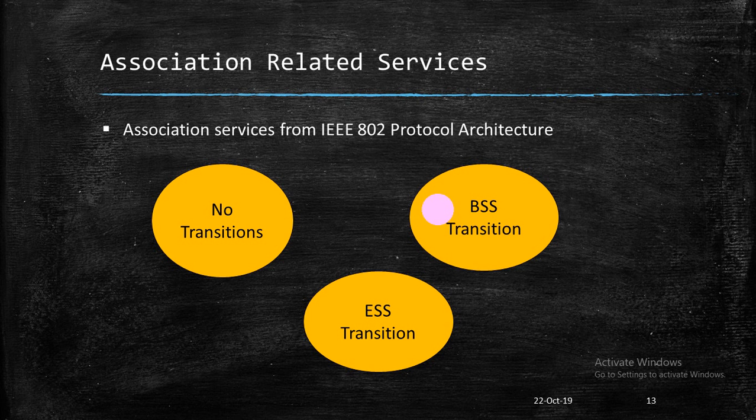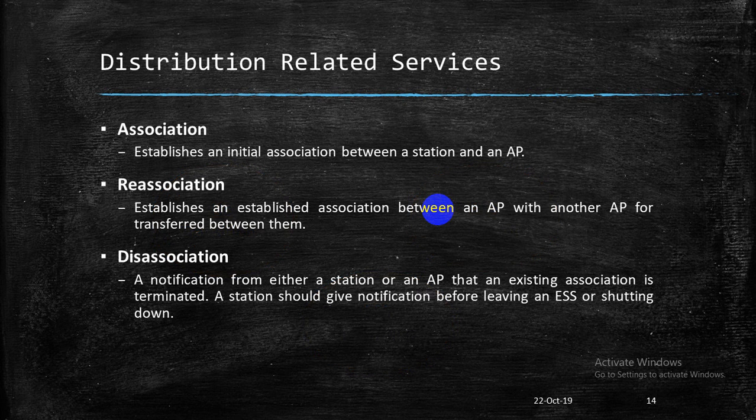So if we want to make a BSS transition, we need to have the BSSs in the same ESS. And ESS transition means a BSS of one ESS will be transferred to another BSS of another ESS. So we need at least two ESSs for an ESS transition, but the main transition will happen between BSSs. Now distribution related services.